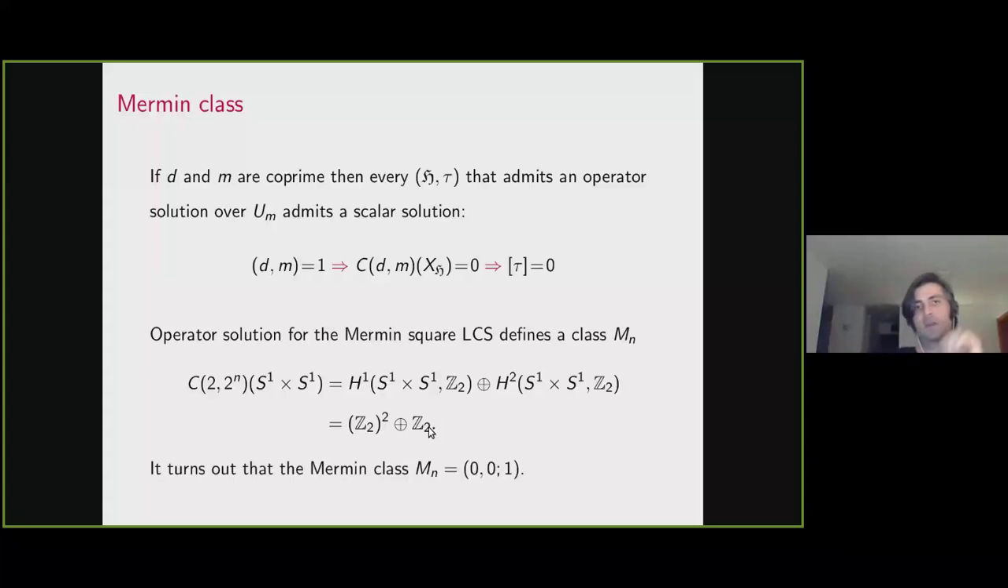Now you can ask, what is the Mermin square operator solution going to correspond to in this group? What is the element that it corresponds to? Let's call the Mermin class Mn. That's the element in here. If you compute that, which requires a computation, it turns out to correspond to the element (0, 0, 1). The 1 here tells us that this is in the second cohomology. This tells me that there's no scalar solution, essentially. The other parts being 0 is also interesting, because that means you can replace the torus with a sphere, and you will still realize the Mermin class there.